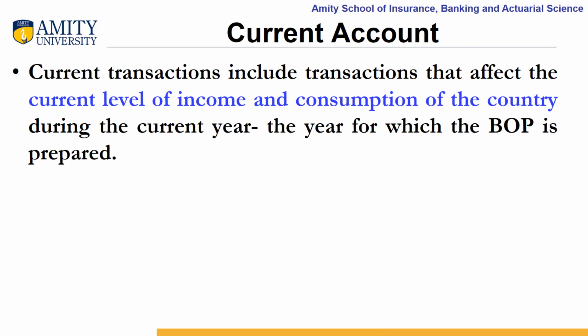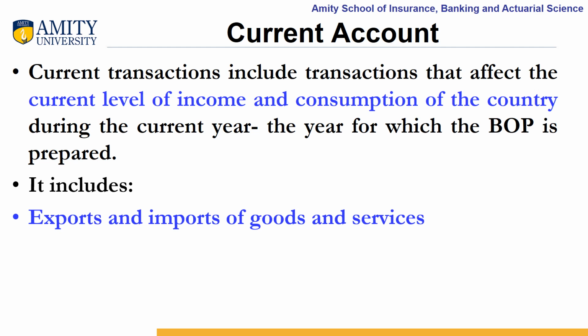Let us first understand what transactions will come into the current account of the balance of payment. Current account transactions include transactions that affect the current level of income and consumption of the country during the current year, the year for which the balance of payment account is prepared. And it will include exports and imports of goods and services, which means whenever we are exporting goods and services to a foreign nation, or whenever we are importing goods and services from a foreign nation, all those transactions will be mentioned in the current account transactions of balance of payment.